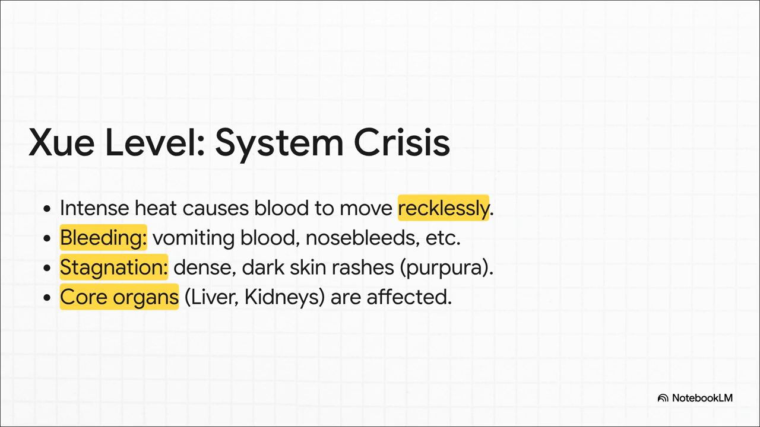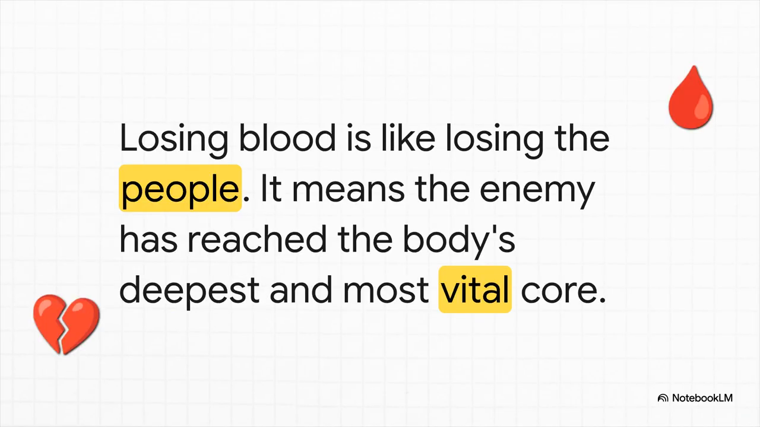And now, the core organs that manage our blood and our life essence, the liver and the kidneys, are directly threatened. The entire system is in crisis. Losing blood is like losing the people of the castle. When the citizens themselves begin to die, it's a sign that the battle is all but lost. It means the enemy has taken over the deepest, most vital parts of the body.